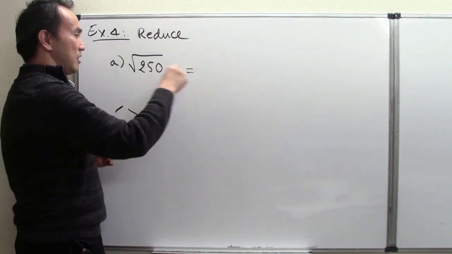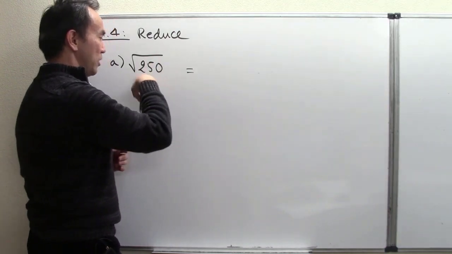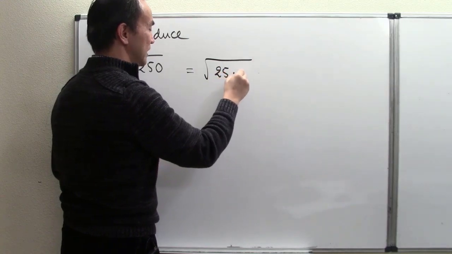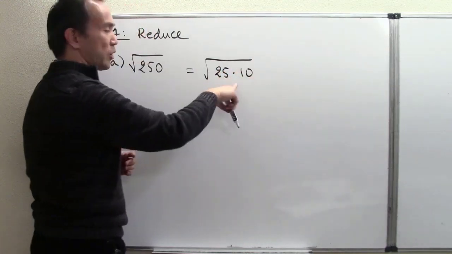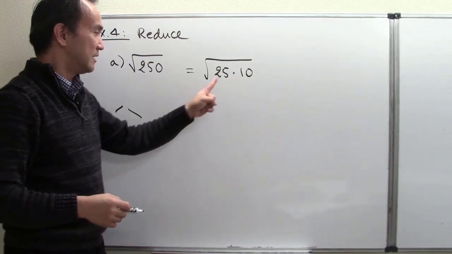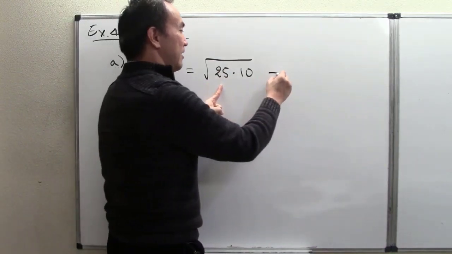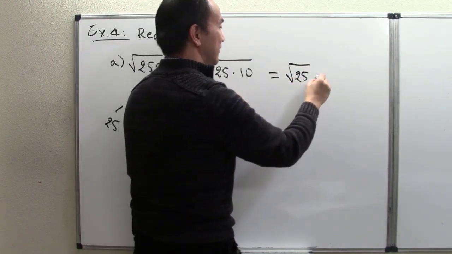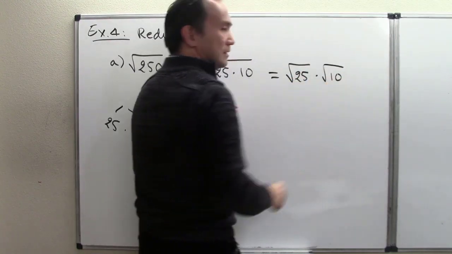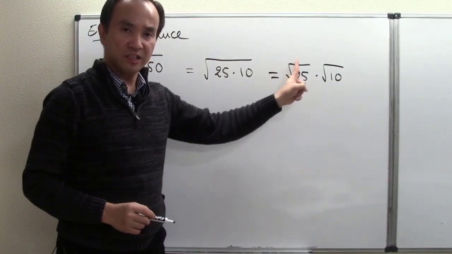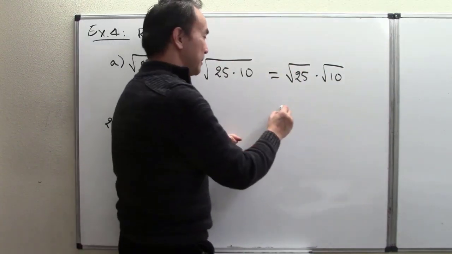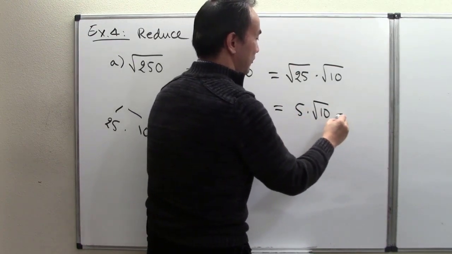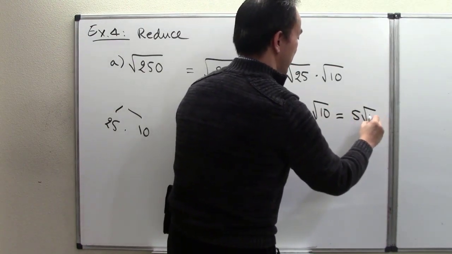Now the square root of 250 is expressed as the square root of the product between 25 and 10. And since 25 is the largest perfect square factor, I can apply the product property, turning that into the square root of 25 in product with the square root of 10. Now we can easily calculate the square root of 25, making it 5 in product with the square root of 10. And the best form of writing that is 5 square root of 10.